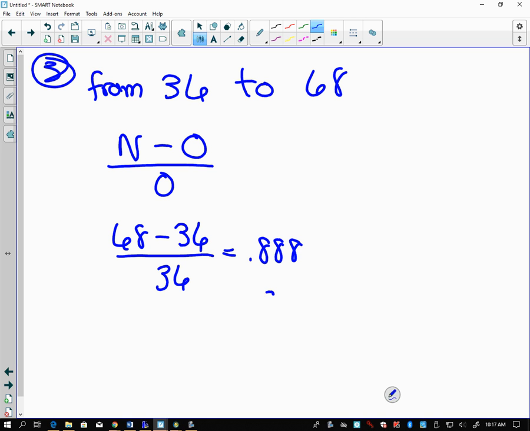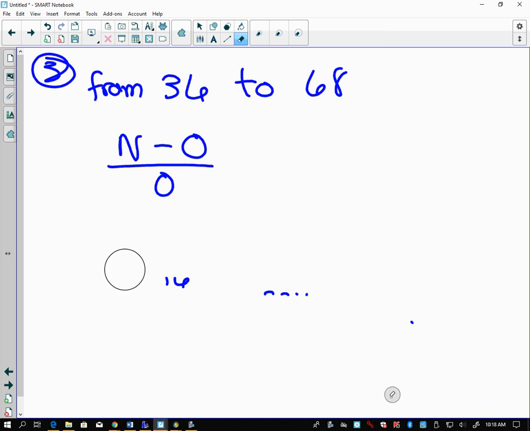So I would be 89%, right? And would it be increase or decrease? Increase. Now, let's prepare ourselves. Could it be the other way around on the test? Could it be 68 to 36? Yeah, okay. But is it going to be the same percentage?